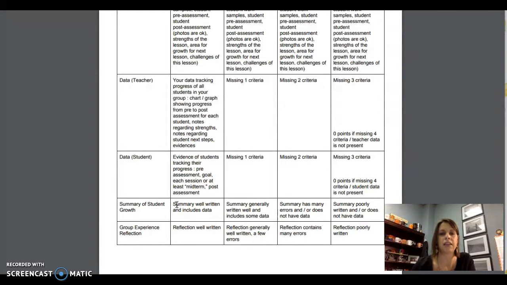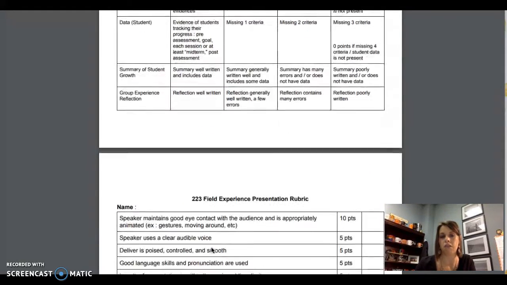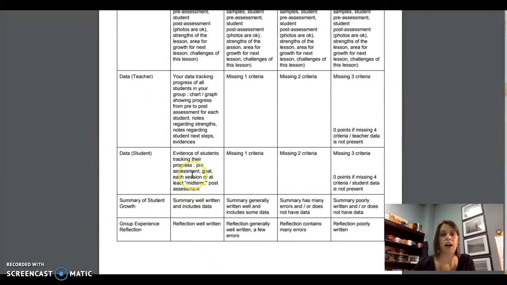That's what I want to see in that summary of student growth. And then you're also going to add a little bit of a reflection of just your group experience overall. So that's a lot of information.